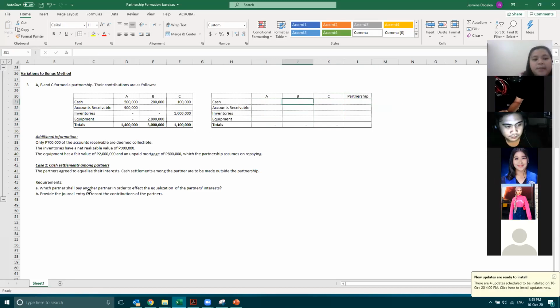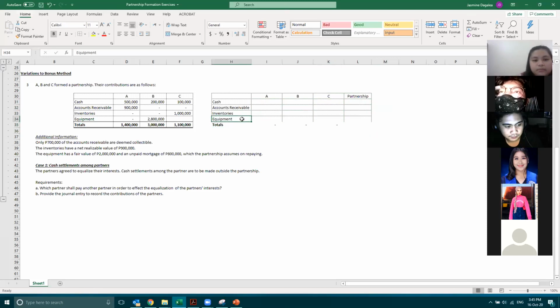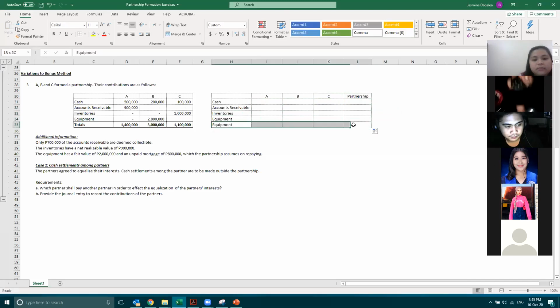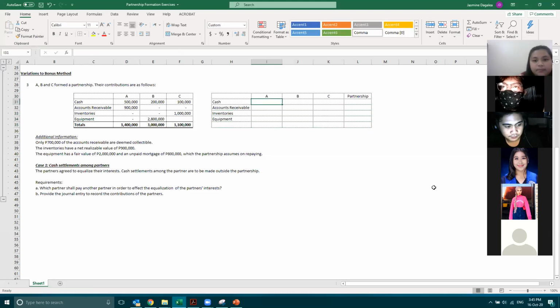Which partner shall pay another partner in order to effect the equalization of the partners' interests? Sige nga, try natin i-solve. So, face amount naman yung cash. Ito, given na yung cash.